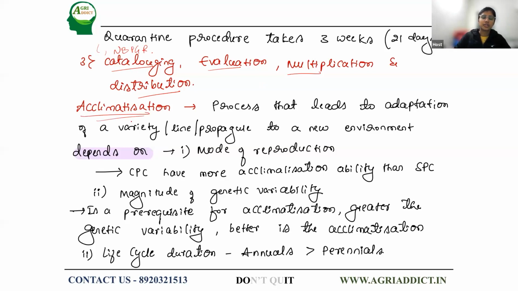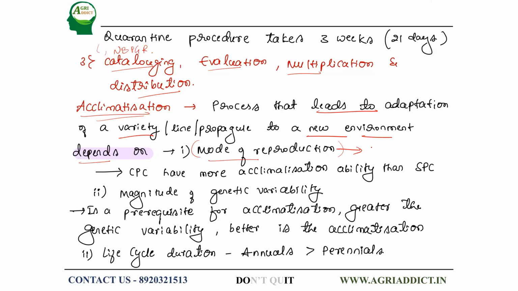So what is acclimatization? Adjusting and adapting to the new environment. Yeah, very good. It is a process that leads to the adaptation of a variety to a newer environment. Whenever we introduce a new variety into a newer place, it has to first acclimatize to the environment. Then only it is possible to survive. This acclimatization depends mainly on its mode of reproduction. So why do you think so? Mode of reproduction?